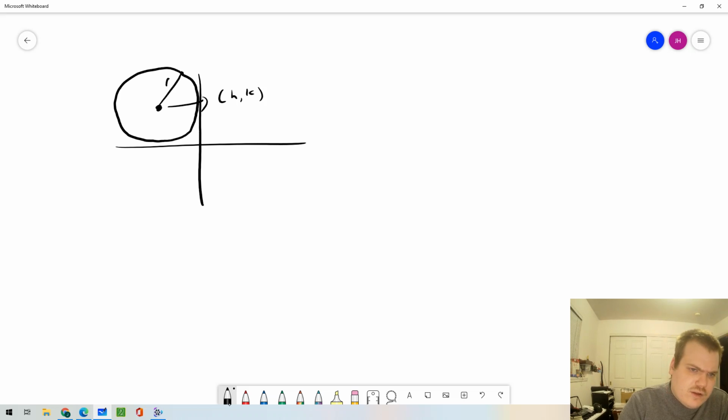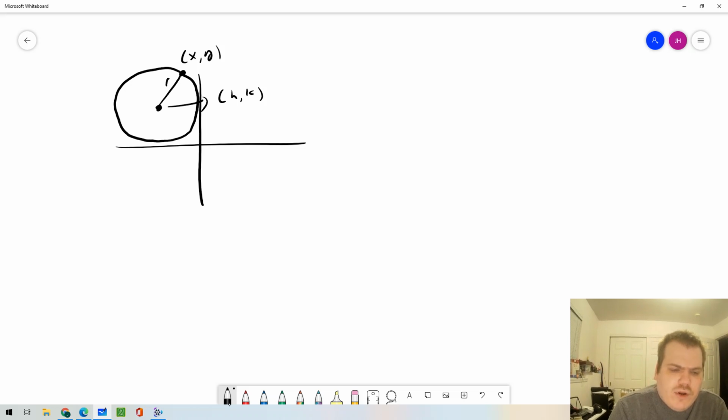This spot is going to be a spot on the circle. Now, the fact that I'm in quadrant 2 doesn't matter. I just picked an arbitrary point. So I have some hk. This is going to work from anywhere on the plane. I've got some hk and some r, but let's call this point xy because this point satisfies the condition of being r distance away from the center.